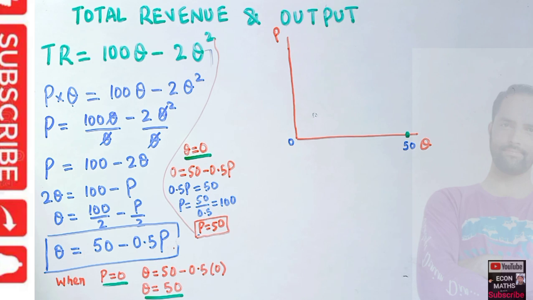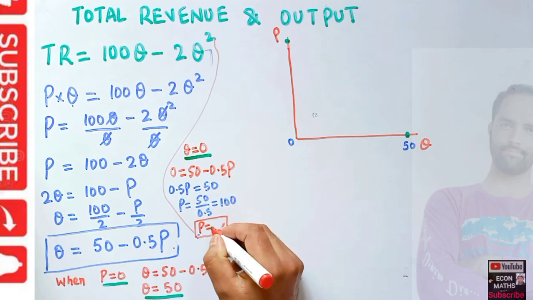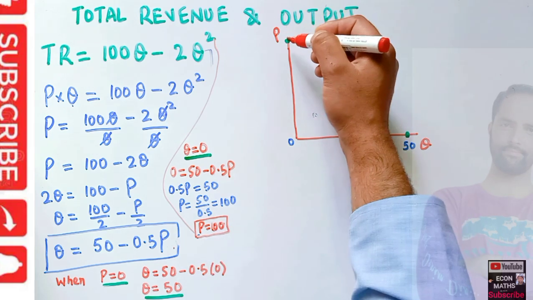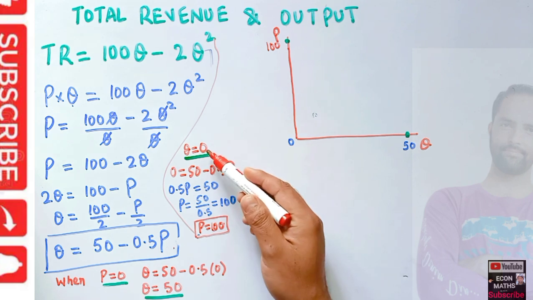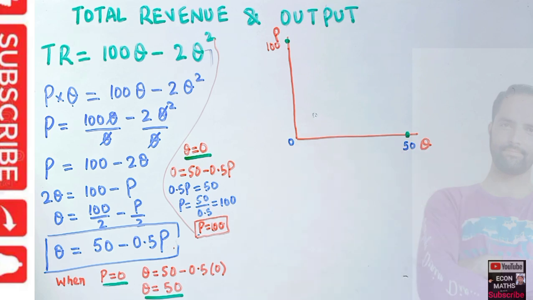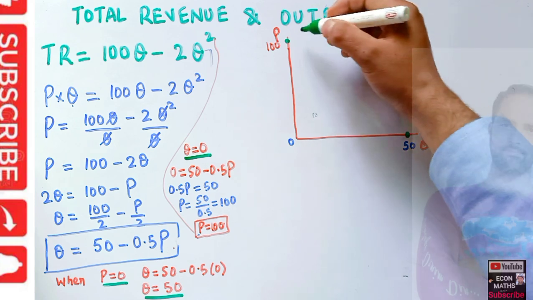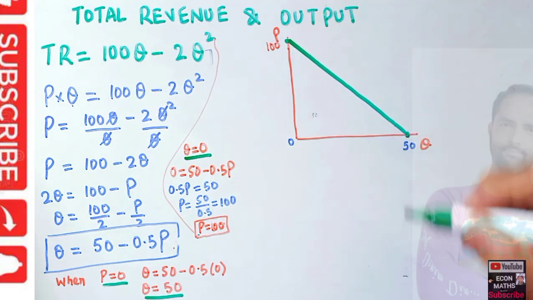If I draw it on the graph, sorry for this mistake, it is 100 here. So corresponding to the price of 100, our quantity demanded is equal to 0, and corresponding to the price of 0, quantity demanded is 50. And we will have a negatively sloped demand curve. This is our demand curve.